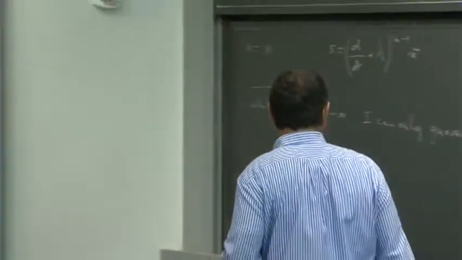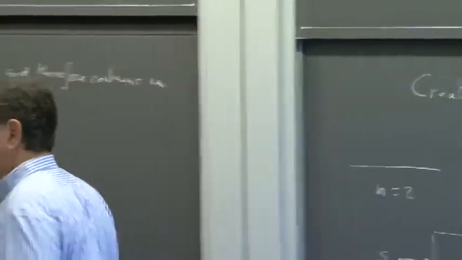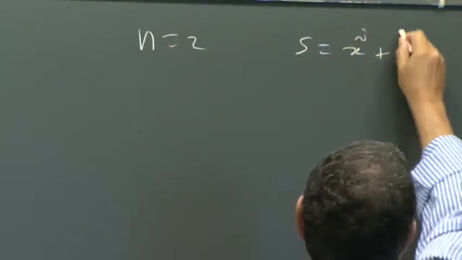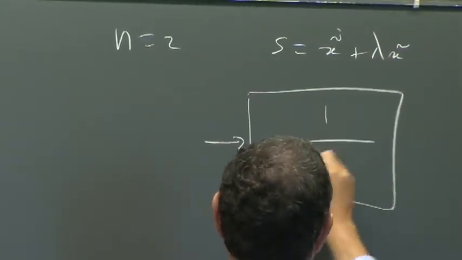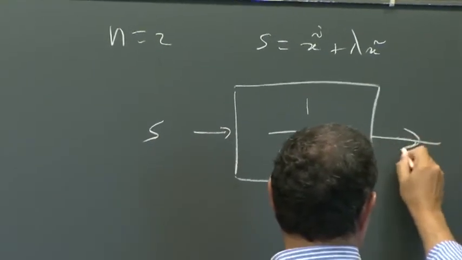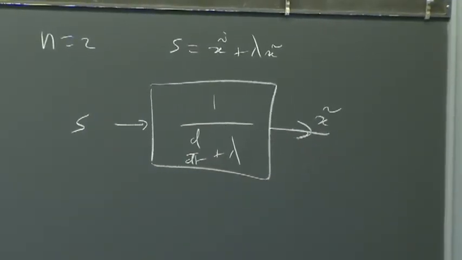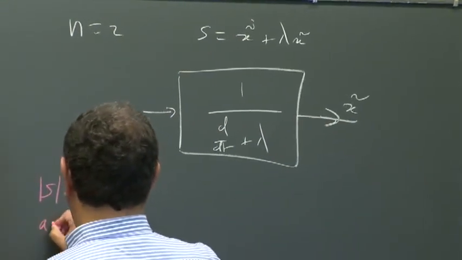So how do we show this? Well, let's just take first the case n equals 2. So we have s equal x tilde dot plus lambda x tilde. We have the structure of a filter. And we know that s is less than phi after transients.